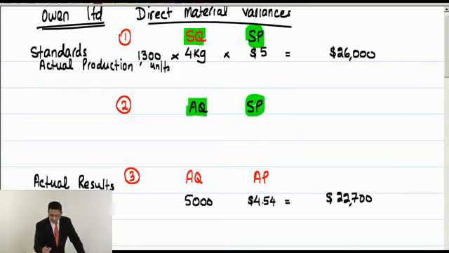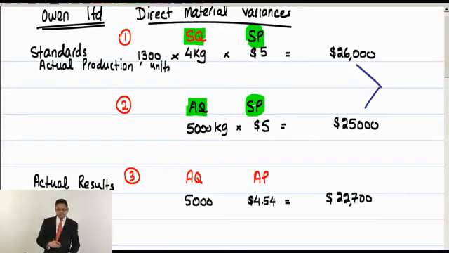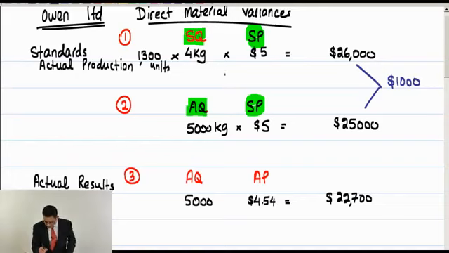Okay, so let's calculate all numbers now. Actual quantity was 5,000 kilos and standard price is $5. So the answer for line number 2 comes to $25,000. Now this variance, 26 minus 25, which is $1,000, is called favorable usage variance.